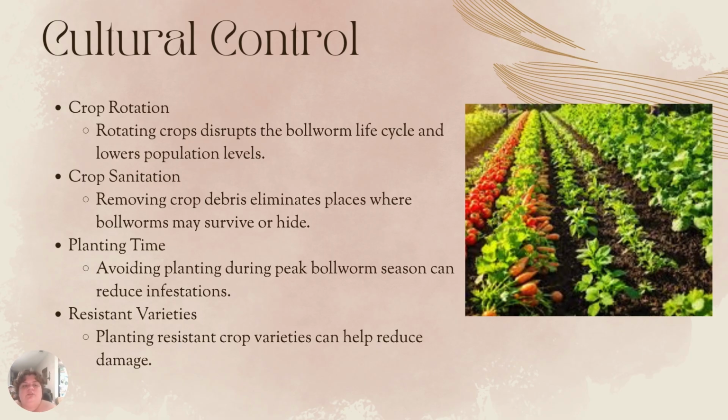So next I have cultural control. Cultural control, you can typically use crop rotation. So this will disrupt the bollworm's life cycle because it's used to feeding on, like I was saying, some of the nightshade plants, so tomatoes, bell peppers, even cotton. And since they're typically found on those types of crops, rotating the crops will prevent these bollworms from getting to their preferred habitat, which can prevent them from reproducing.